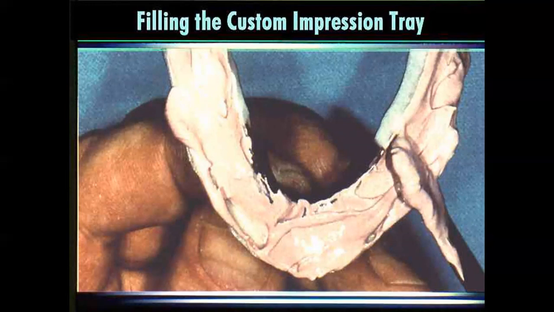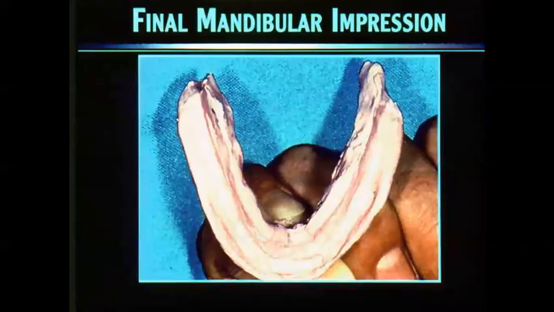Also, we loaded the material uniformly in the tray and put the material in the borders before inserting this tray with the material in the patient's mouth. Final mandibular impression. Now, what is this? This is the final impression for the mandibular arch taken by zinc oxide original material.